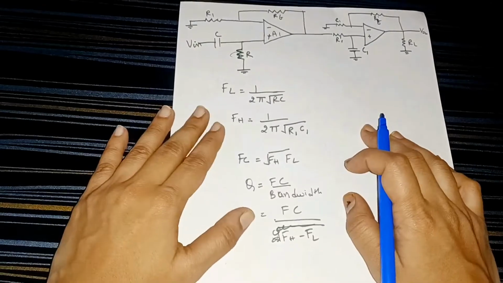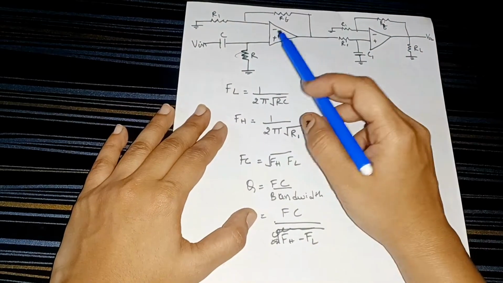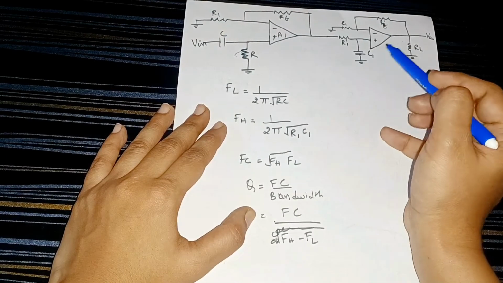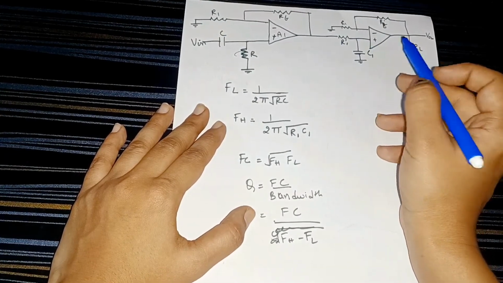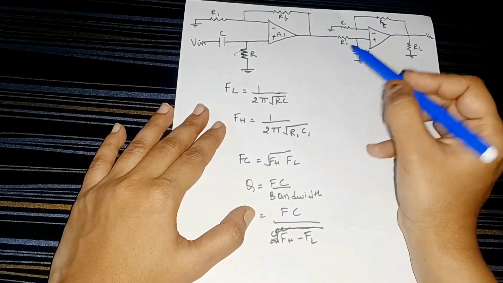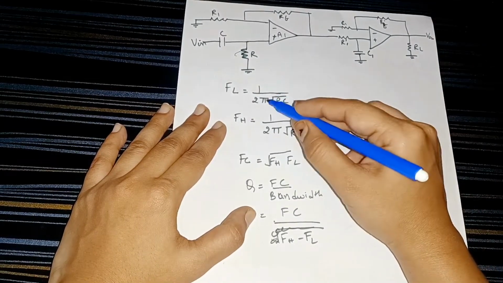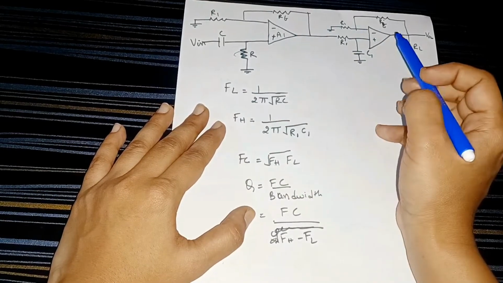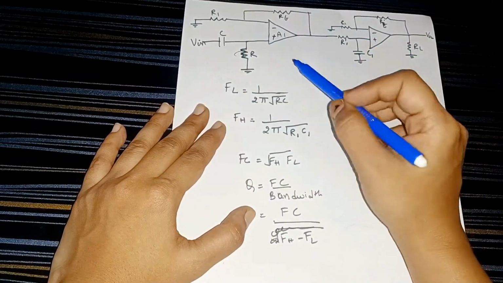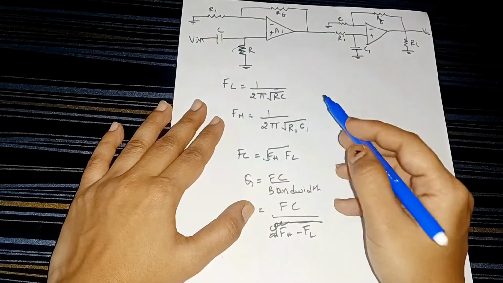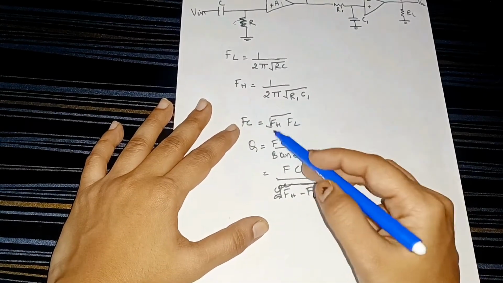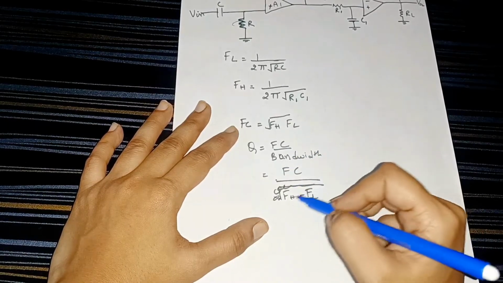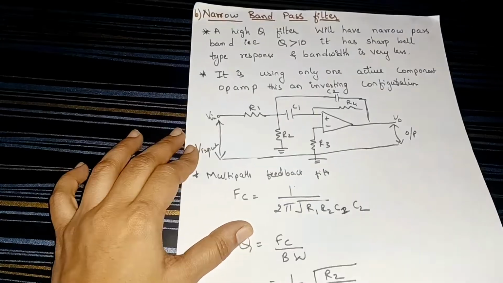So here we have a circuit for the wideband filter. What we are doing is cascading the first order low pass filter and the first order high pass circuit together. So we are getting 1 by 2 pi root RC, because we are connecting the two first order high pass and low pass filters. So FC is nothing but root of FH into FL. FC is divided by bandwidth, that is FH minus FL.